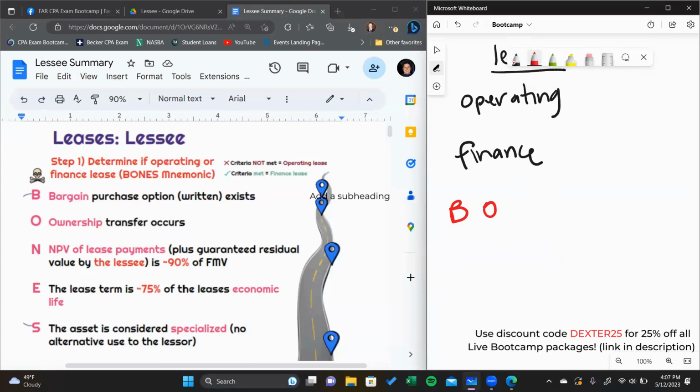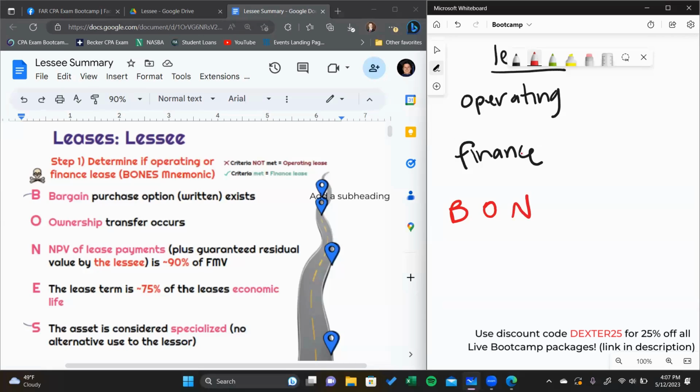If at the end of the lease, the asset transfers from the lessor to the lessee, then this criteria has been satisfied. So essentially, at the end of the life of the lease, if the asset becomes yours, that's what this criteria is talking about.